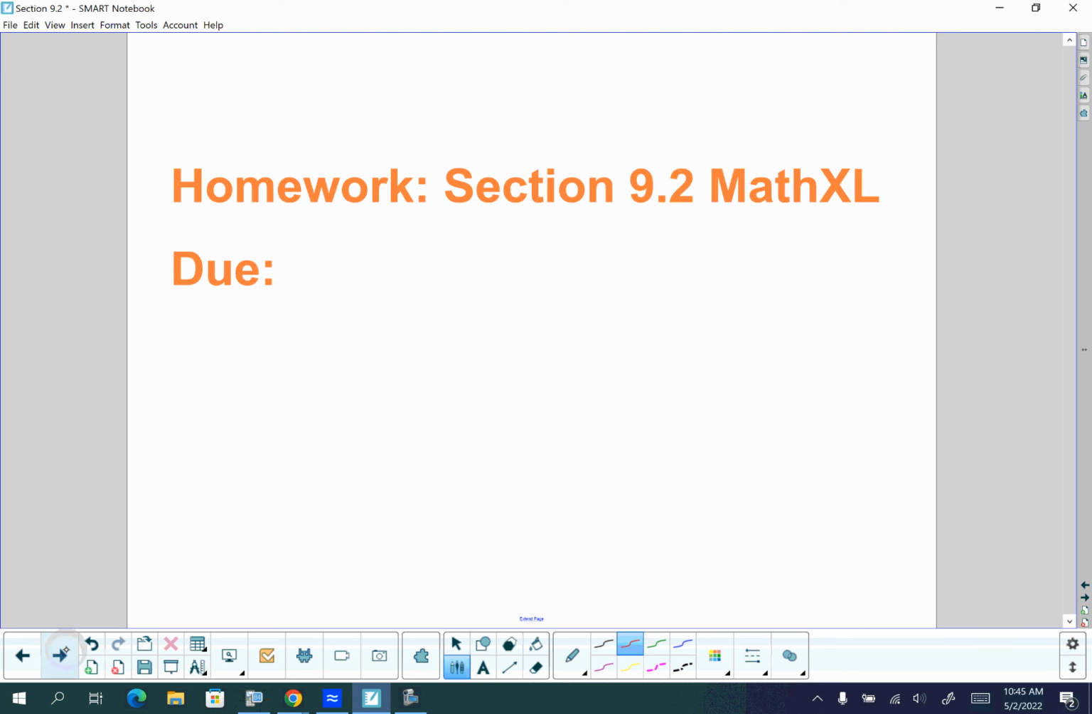You guys have 2 math excels currently. 9-1 is due tomorrow night, Tuesday. 9-2 is due Wednesday night. Those are your last 2 math excels. 10-1 and 10-2 that we're going to do the next couple days have just little worksheets that go along with them. So as soon as you get these 2 done, math excels are all set.